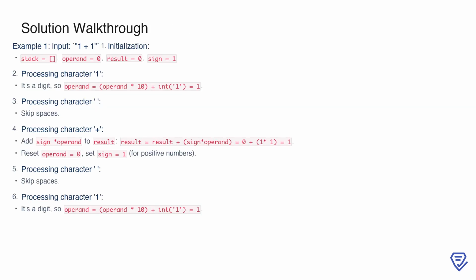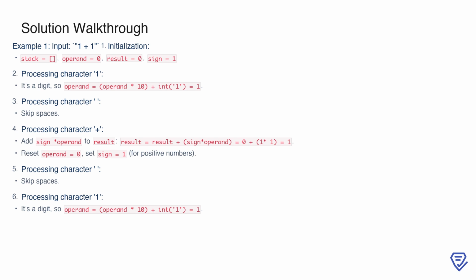To solve this problem, we start by initializing our variables: an empty stack, the operand set to 0, the result also set to 0, and the sign initialized to 1, which represents a positive number. Now, as we process the input string 1 + 1, the first character is 1, which is a digit. Using the formula operand * 10 + int(character), we calculate the operand as 1.